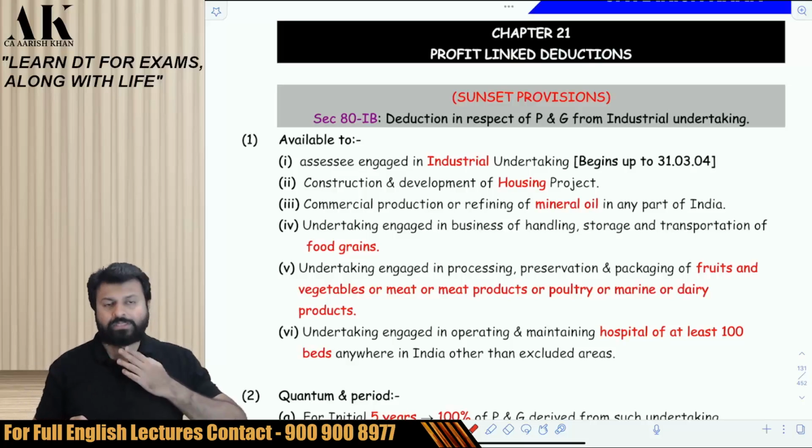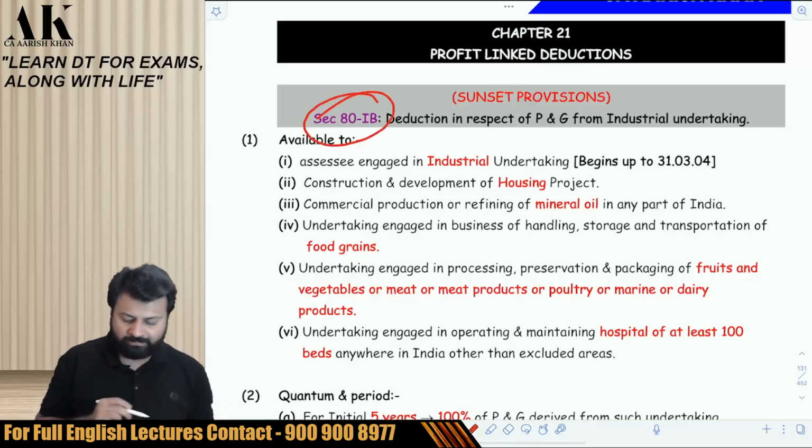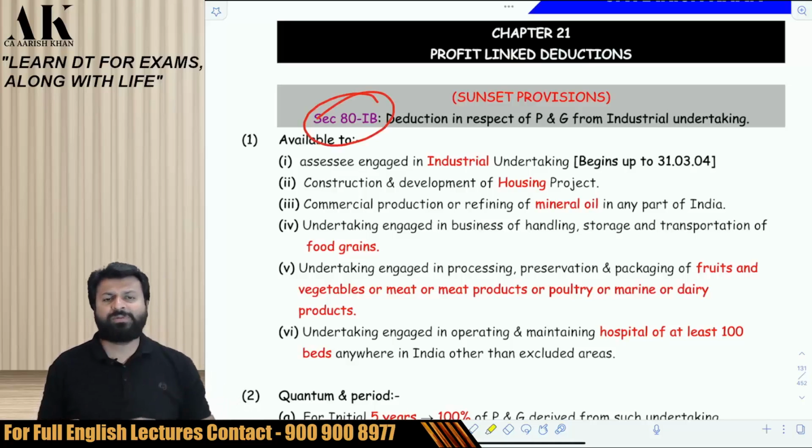The first thing we need to understand here is the deduction under 80IB. Under 80IB, the first business which is covered is industrial undertaking. Industrial means manufacturing, and you need to begin your production on or before 31st March 2004. If you started production after this period, then you are not eligible for this deduction.